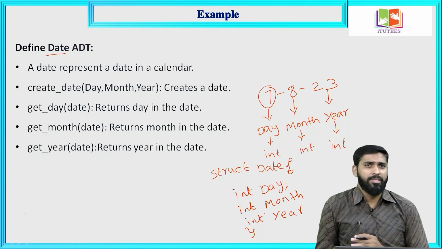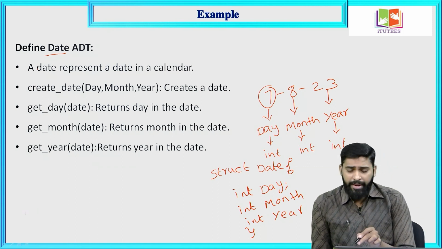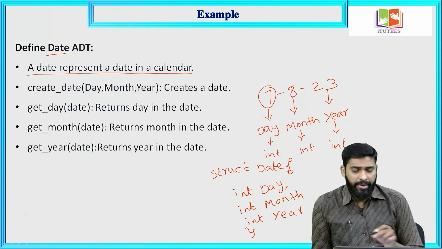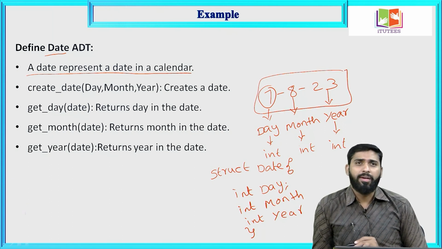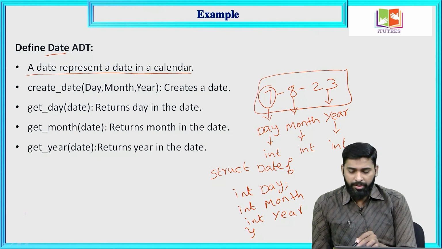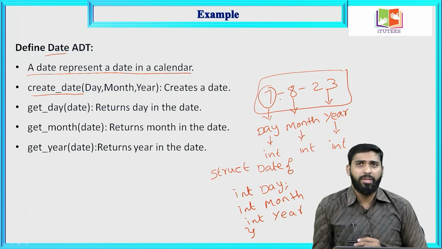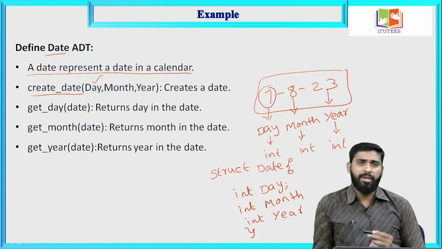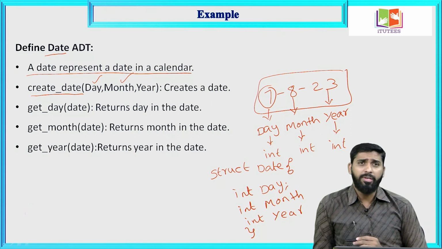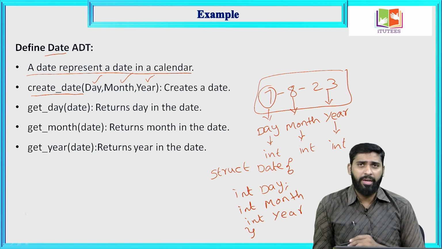So this is the structure, and an abstract data type is a data type and functions, that is, the operations. These are the operations. First, a date represents a date in a calendar. Second, the first operation is create date. If we give the input 7/8/23, it creates one date. The first argument is considered as the day, the second argument as the month, and the third as the year. This function creates a date.